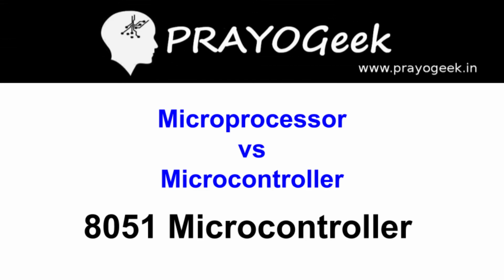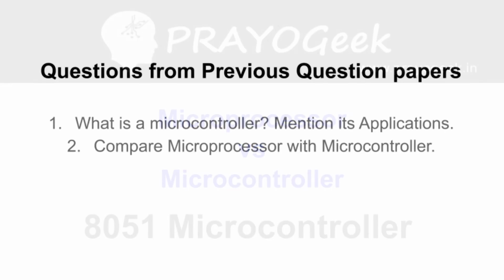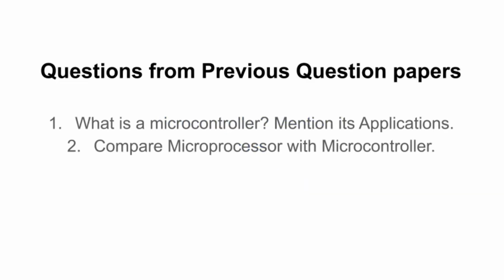There is a possibility of getting a 4 to 6 marks question from this topic. Let's discuss a few questions that have appeared in previous question papers. So the first one is, what is a microcontroller? Mention its application. This question appeared for 4 marks. And the second question, compare microprocessor with microcontroller. This question appeared for 6 marks. Before proceeding, please pause the video and try to answer these questions as much as possible.